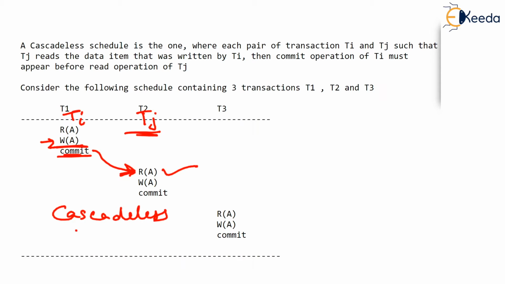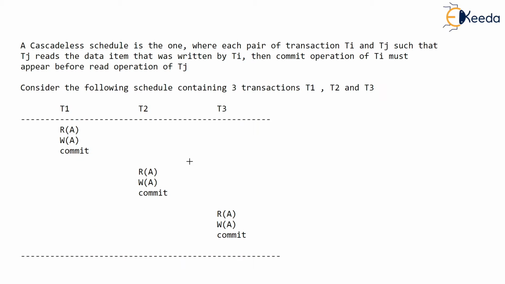I hope you are understanding why these are cascadeless. Imagine that T1 starts running and it has updated the value of A, and just before it commits, it fails. Then from this point, it will be rolled back. But T2 need not be rolled back because T2 has not yet read that value.